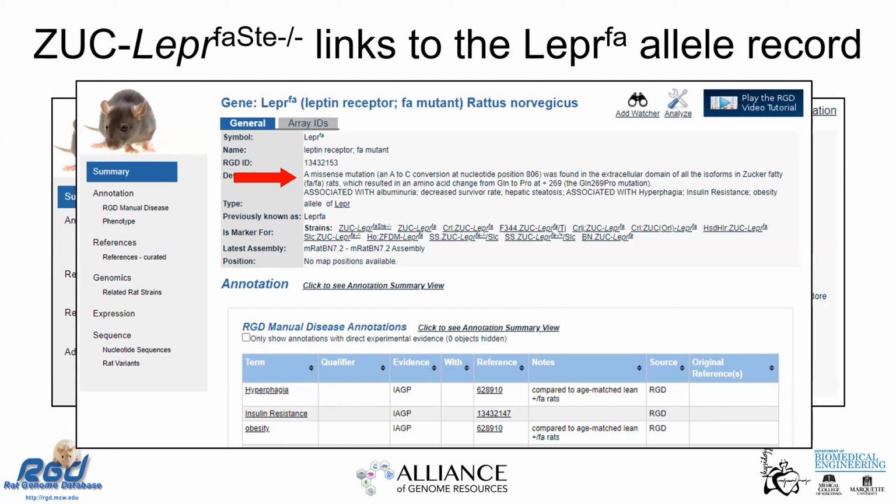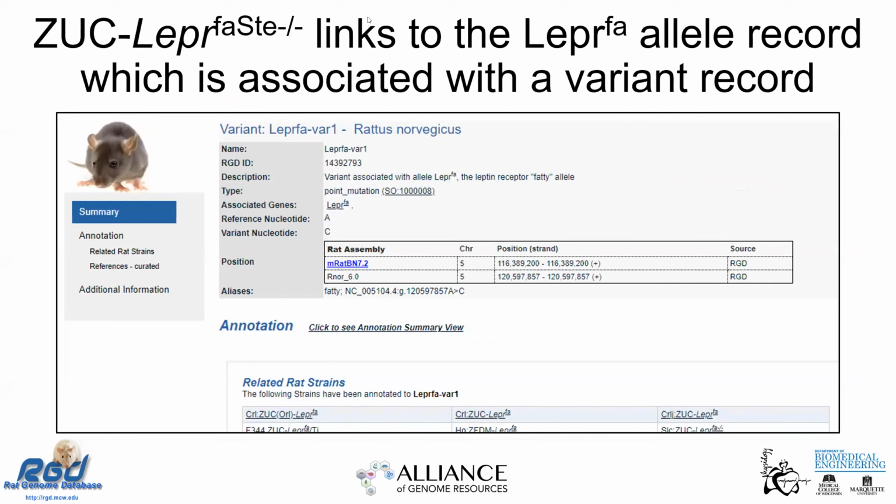And so if I'm interested in what the actual variant is for this mutation, I can go to the variant record, and it gives me the genomic position of the variant. It shows the reference and the variant nucleotide. It tells me that it's a point mutation, and then it gives me links to the various strains that contain this allele that has this variant.